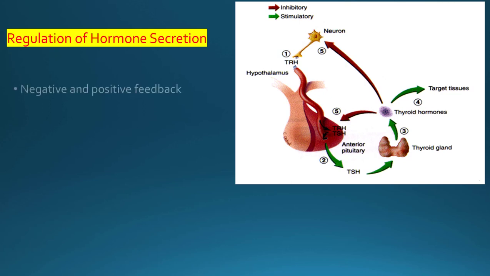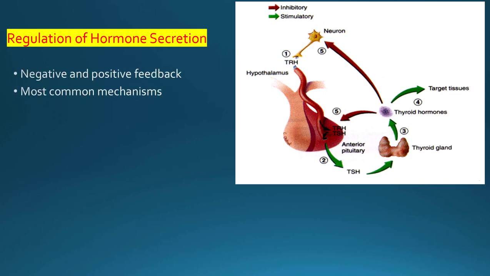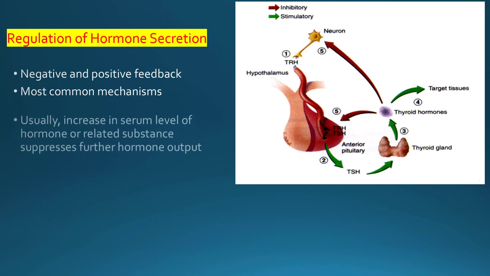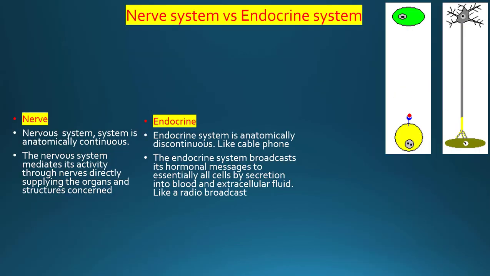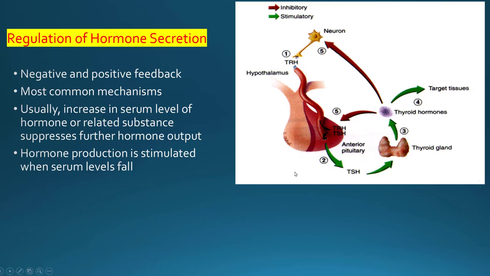Regulation of hormone secretion: negative and positive feedback. They are the most common mechanisms. Usually an increase in serum level of a hormone or related substances suppresses further hormone output. When there is an increase in the concentration of a hormone or other substances in the circulation, their secretion is suppressed. Hormone production is stimulated when serum level falls. When there is a decrease in the hormone concentration, it causes increased release of the hormone.